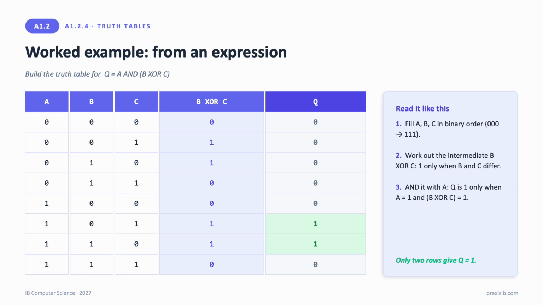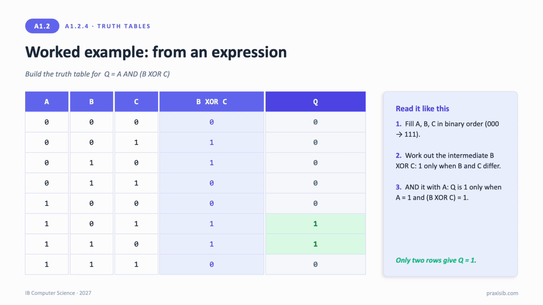Now, just like in ordinary math, we deal with the brackets first. So we add a helpful middle column for B XOR C. First of all, we have to handle that. Remember, XOR means different. So that column is a 1 only on the rows where B and C are different from each other, and a 0 where they are the same. Once that column is filled in, we do the final step, A AND the bracket. Because it's an AND, the output Q is only 1 when both A and the bracket are 1.